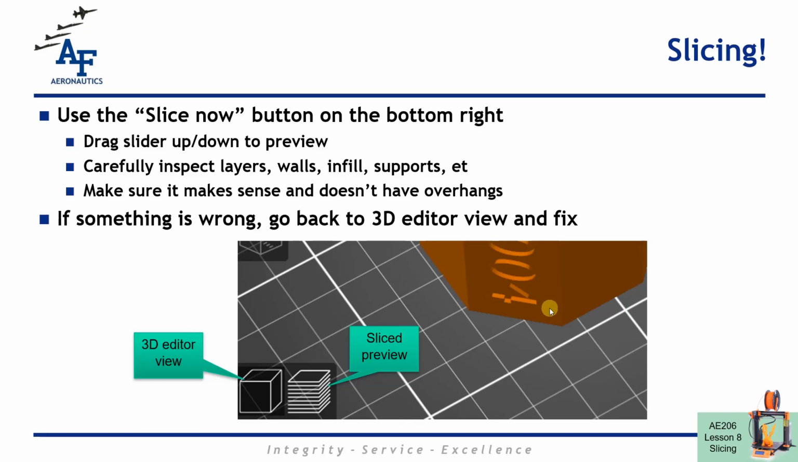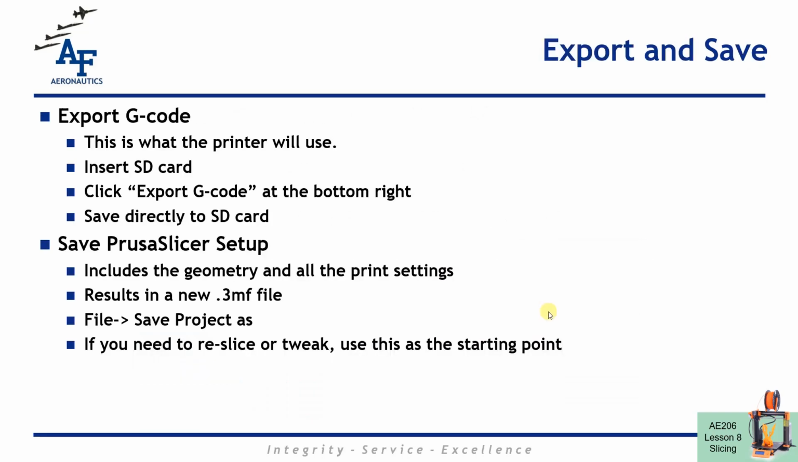But basically, once we slice the part, we're going to inspect it very carefully to make sure that we can't predict any failures. And then once we have the part sliced, we're going to export the G-code and be able to send it to the printer. The Prusa printers use SD cards. So there's an SD card on the side of the printer. You're going to have to take that out, put it in an SD card reader, put it into a USB port on your laptop, and export the G-code to the SD card.